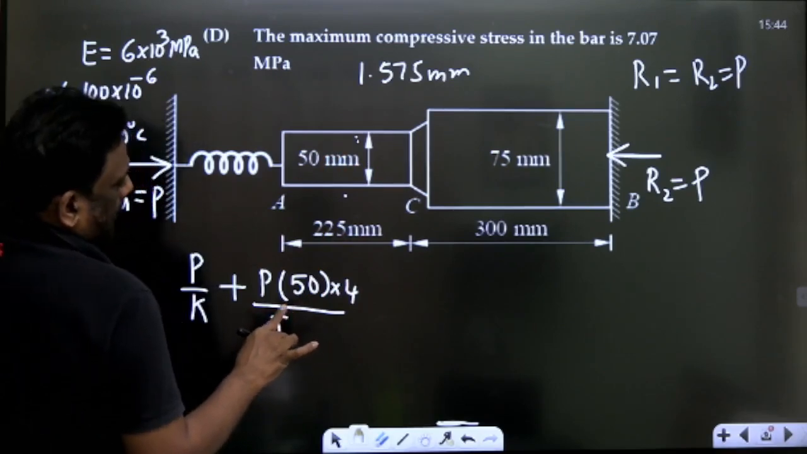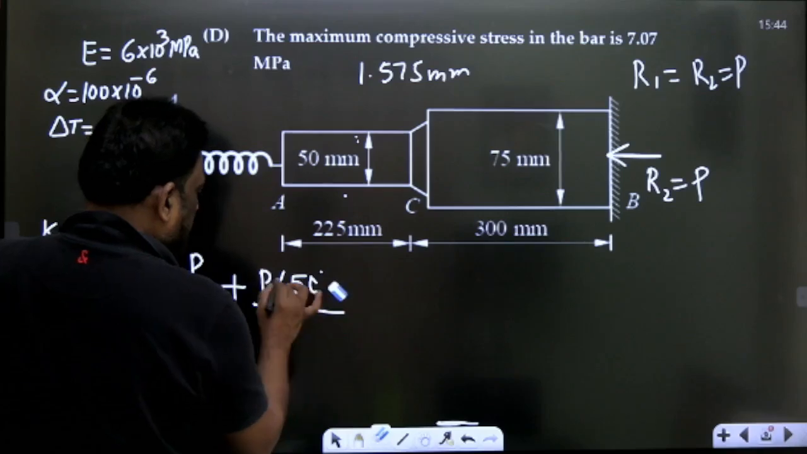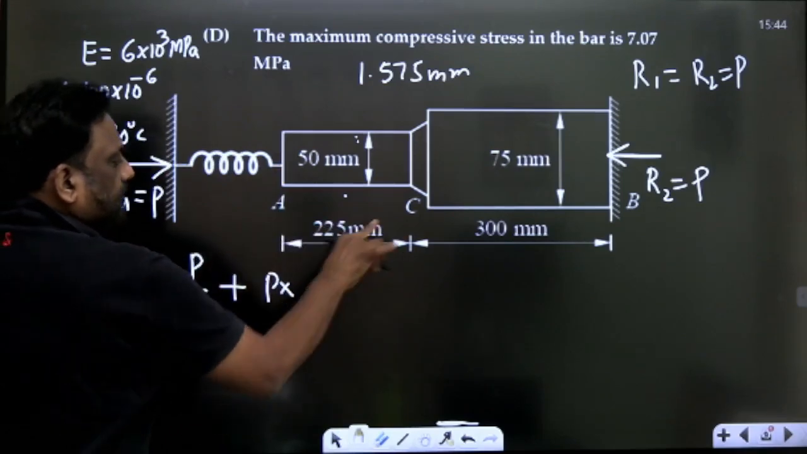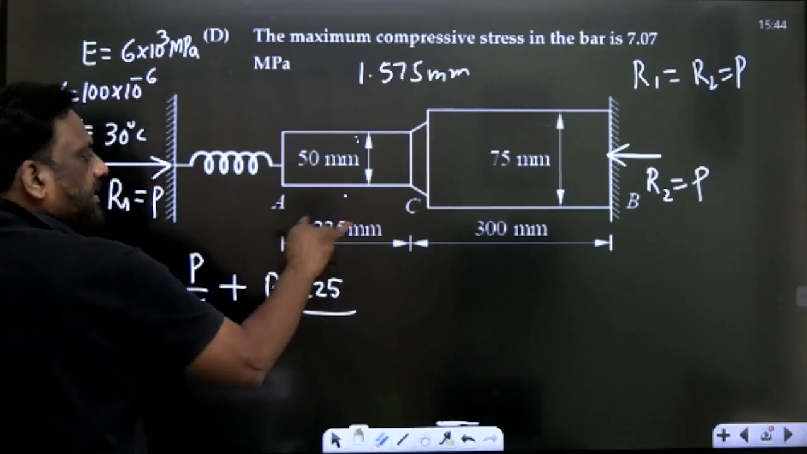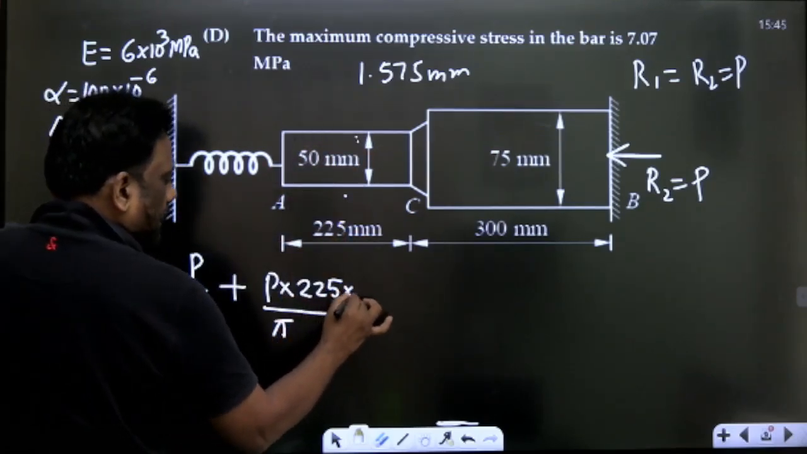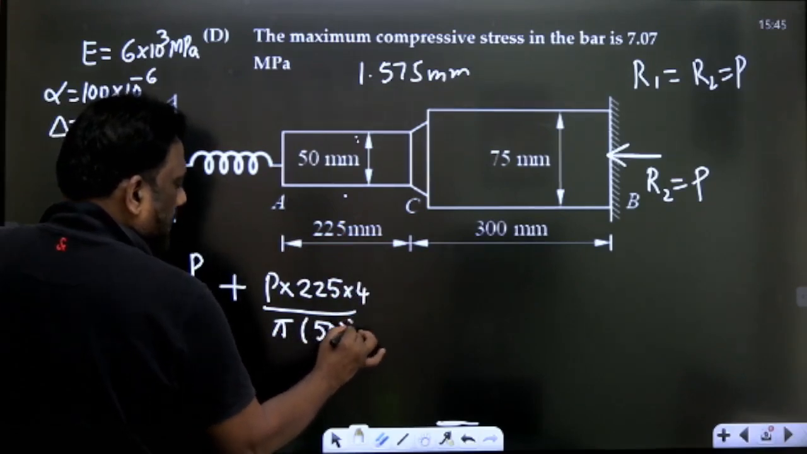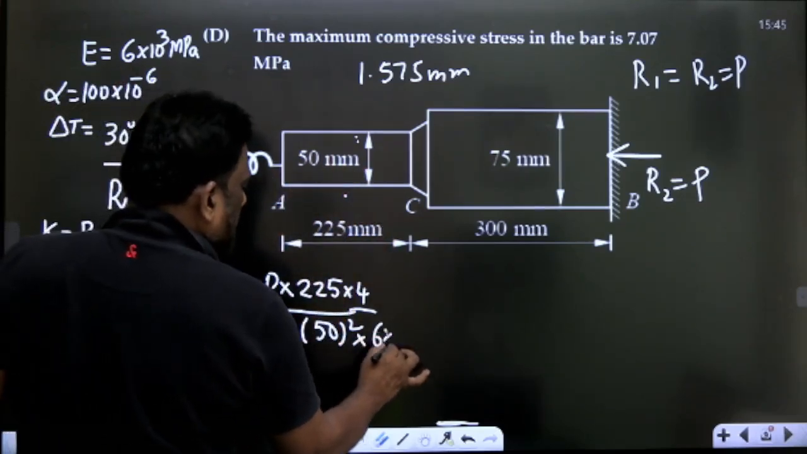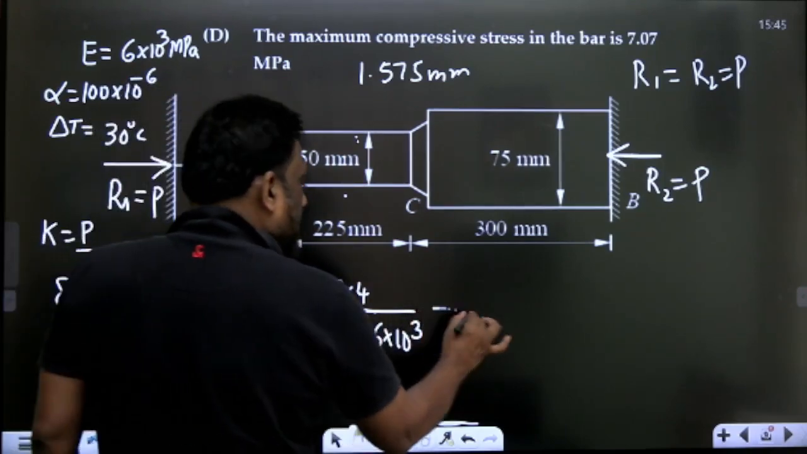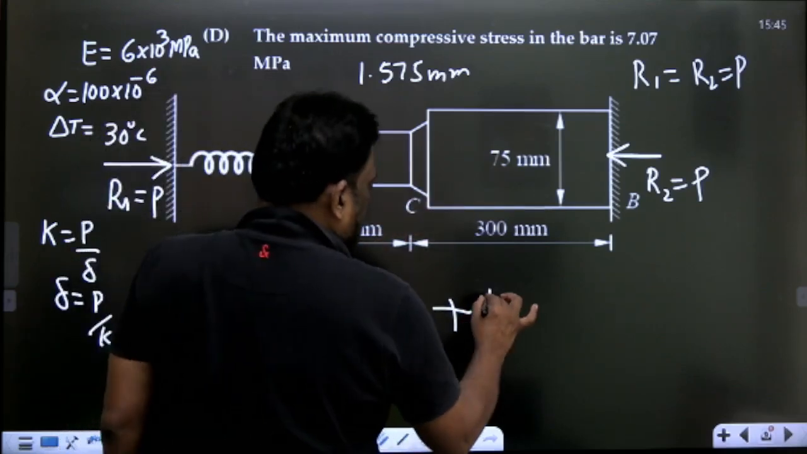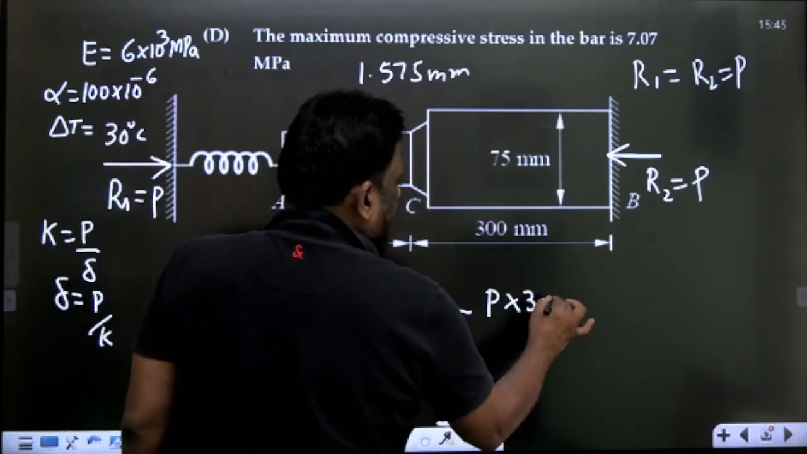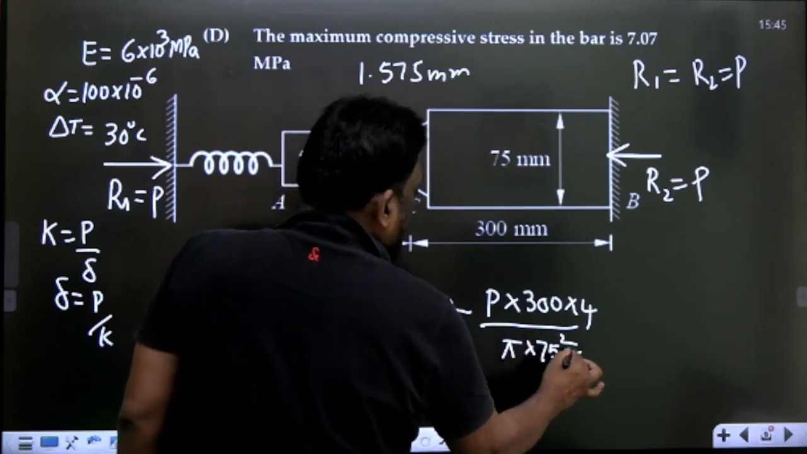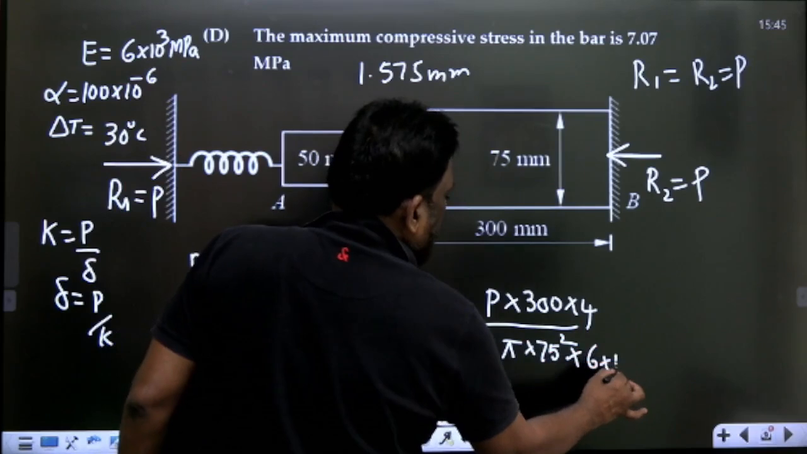What is that d square? Oh, sorry, I'm really sorry. PL by AE. One second, please. The load in this is P and the length of this is 225, at the area, PL by area, pi by 4 d square. What is d square? 50 square. PL by A E. What is the Young's modulus? It is 6 into 10 power 3. Plus in this, PL, what is the length of this? 300 by area. Pi by 4 d square is 75 square into E. What is E? 6 into 10 power 3.